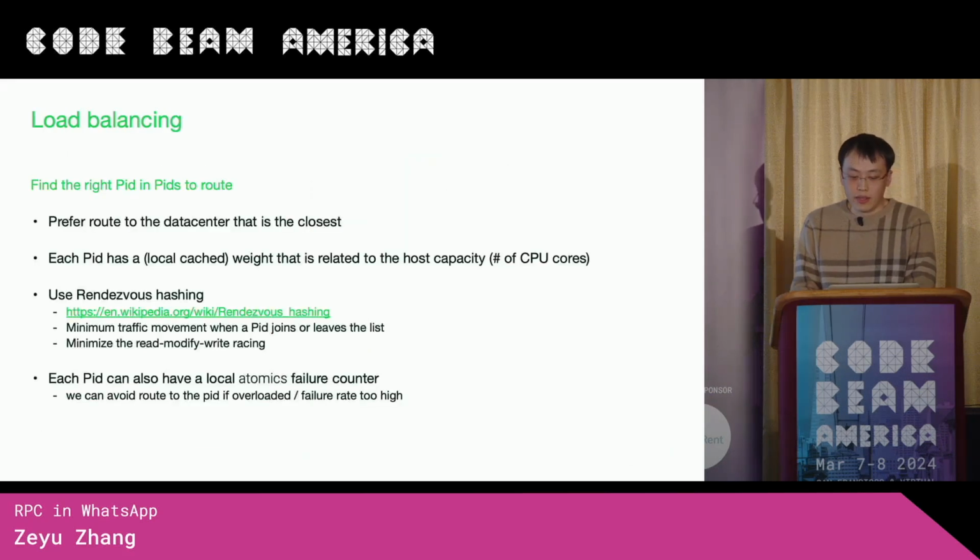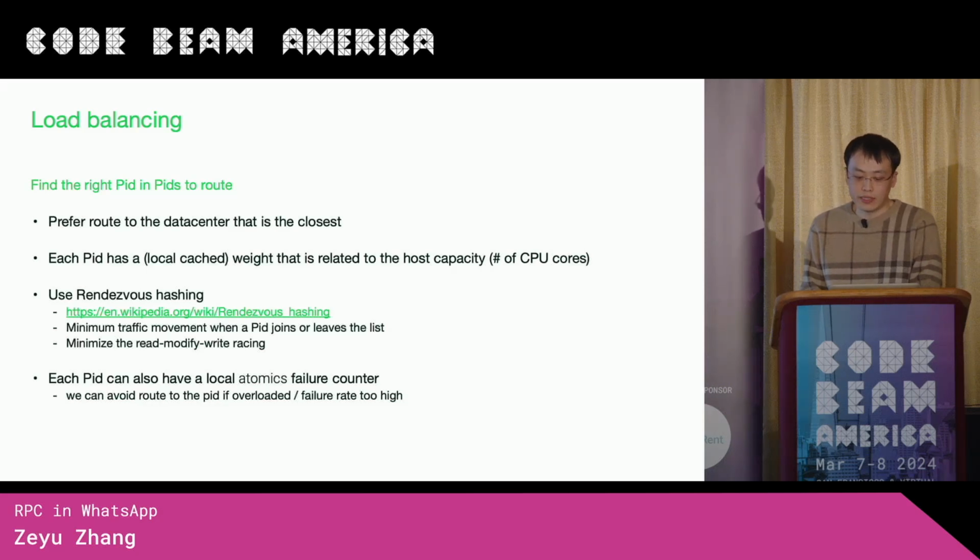So the load balancing is just to pick the right PID inside of a list of PIDs to route the request to. We usually prefer to route to the data center that is the closest to the client, or even the same data center, because it has the least latency. So that's our first filter.